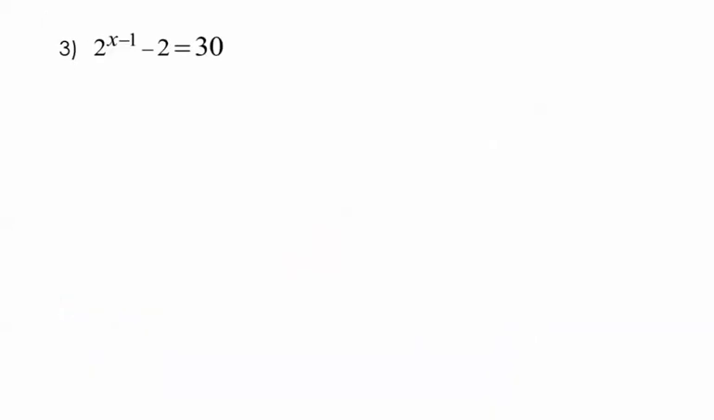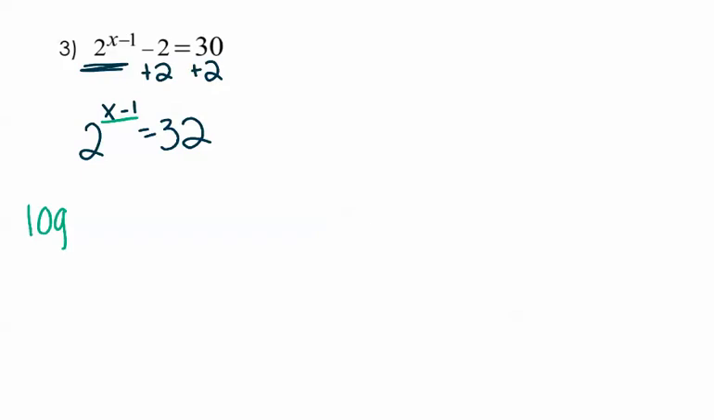This next one, I don't have exponents on either side. In fact, I only have exponents with one of my terms. So I need to think about getting the term with the exponent by itself. So I'm going to do that by adding 2 to each side. So now I'll have 2 to the x minus 1 equals 32. So when I have exponents on only one side, what I want to think about is getting this exponent out of the exponent and bringing it down. So I need to use my inverse properties, and I need to say, okay, I need to take log base 2 of 2 to the x minus 1.